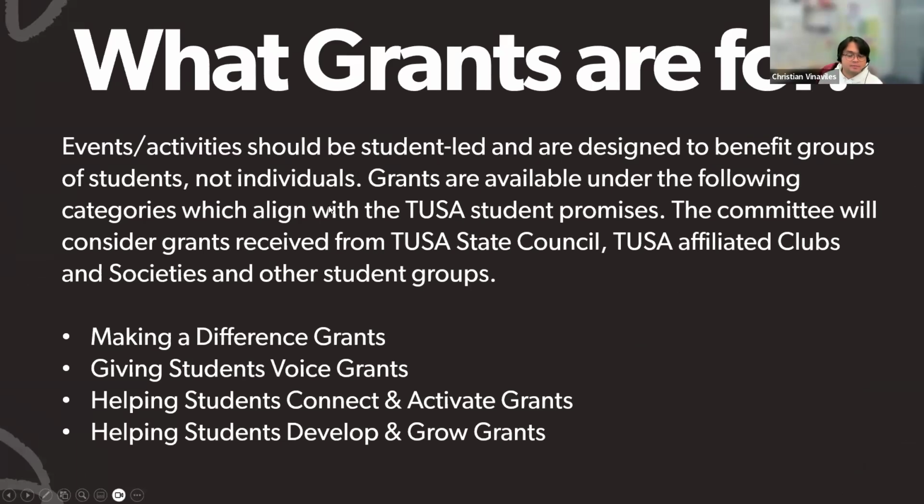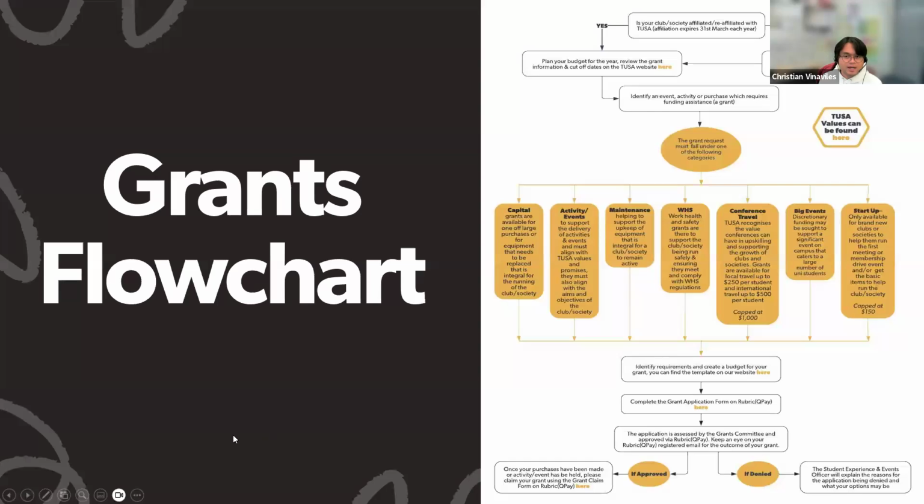So as I said, this is sort of a repeat of the first bit, but it's just making sure that the grants are inclusive. It's there for events that you run that make a difference, helping them connect and develop, and it aligns with our values. The best way to summarize grants would be this flowchart right here. The next few slides will divide this flowchart into segments, and again, you can find this on our website.